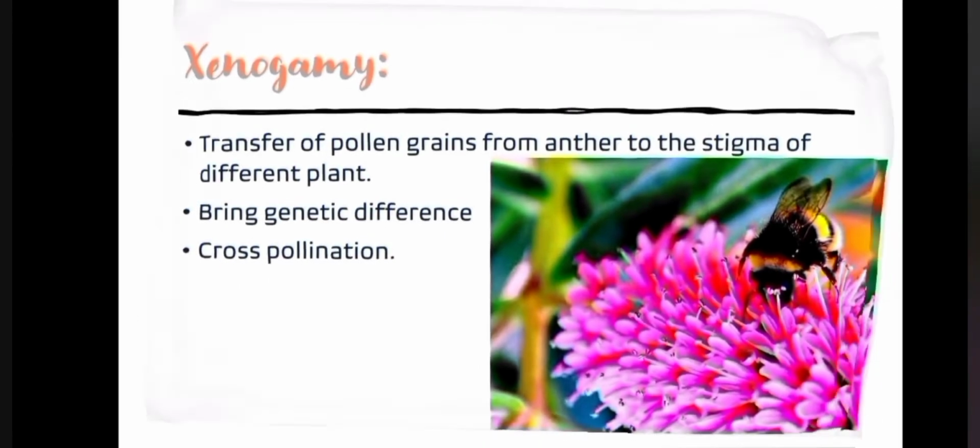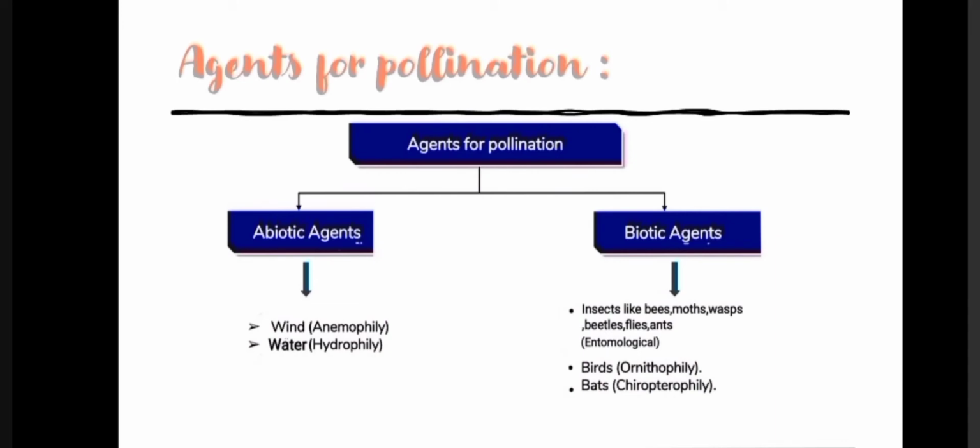Moving ahead, we have agents for pollination which are of two types, abiotic and biotic. In abiotic we have wind and water, and in biotic we have insects like bees, moths, wasps and flies. And we also have birds and bats. We'll talk about abiotic agents.